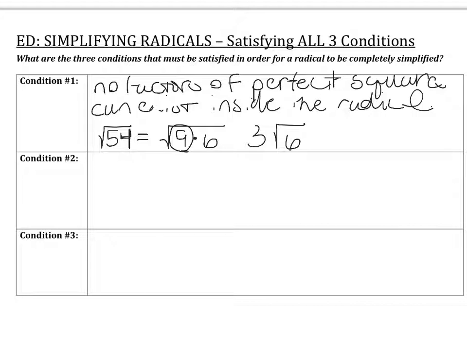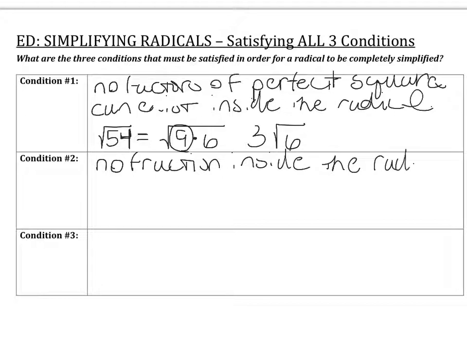Condition number 2, the radicand cannot be a fraction. So I'm just going to say no fraction inside the radical. So that says no fraction inside the radical.